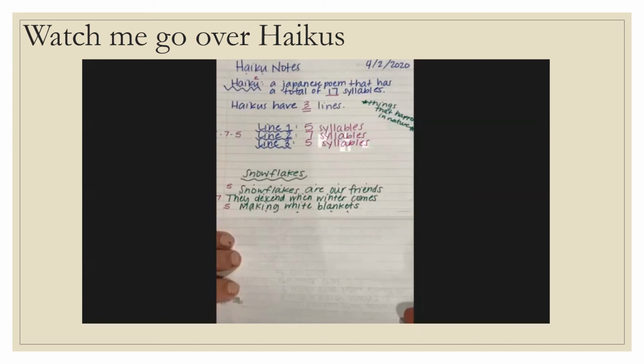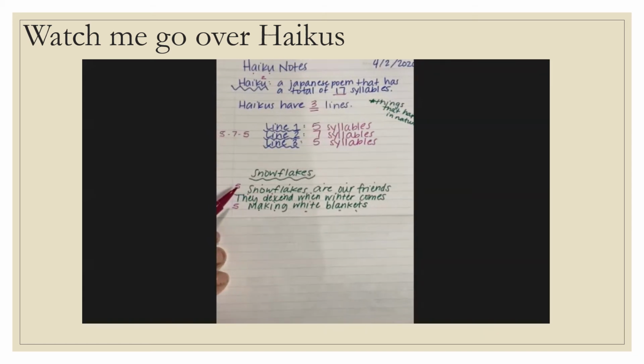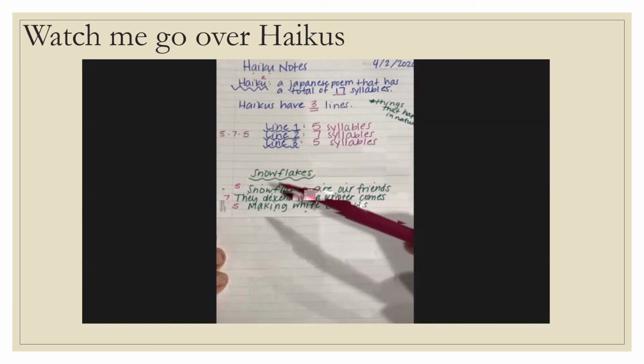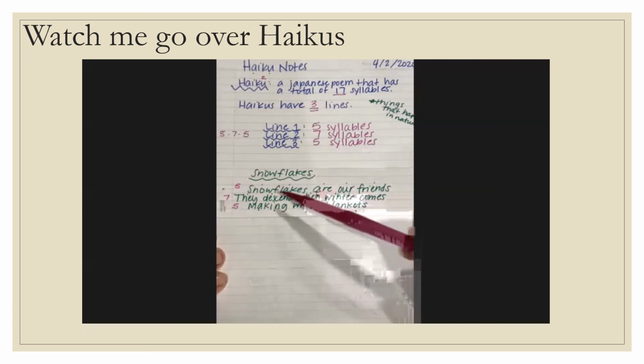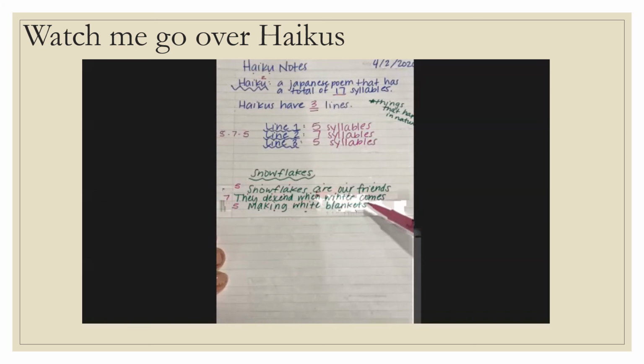Okay, the title of this one is Snowflakes. And as you guys are reading this with me, I want you to notice how I have the number of syllables out here on the side. So make sure that when you're reading, you're kind of clapping along to the beat of each word and make sure that I am correct, that I have 5, 7, 5. So the title of this is Snowflakes. Snowflakes are our friends. They descend when winter comes, making white blankets. Okay, that's it. Short and sweet.